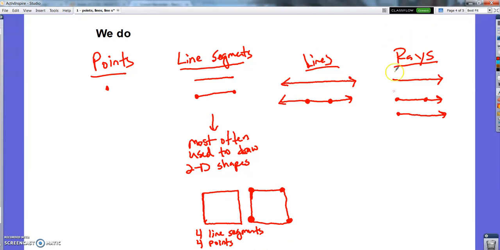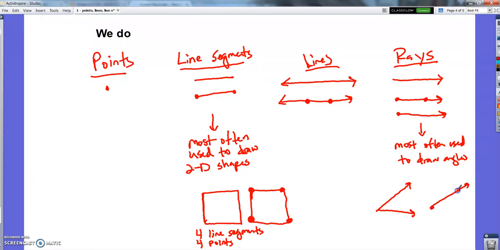All right? Rays, let's skip over to rays. Rays are most often used to draw angles. So you'll either see it kind of like that or like that. We've been drawing rays in class. We draw angles. So rays are most often used to draw angles.